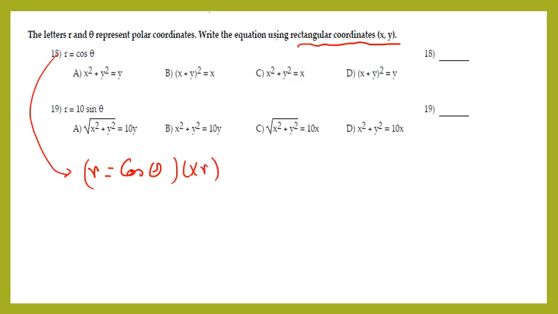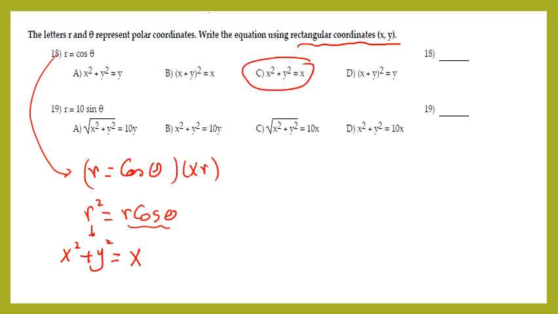So r by r is r squared, and r multiplied by cosine is r cosine theta. What is r squared? R squared is x squared plus y squared. And what is r cosine theta? R cosine theta is equal to x. So the equation is x squared plus y squared is equal to what? Equal to x. So the right choice is C.